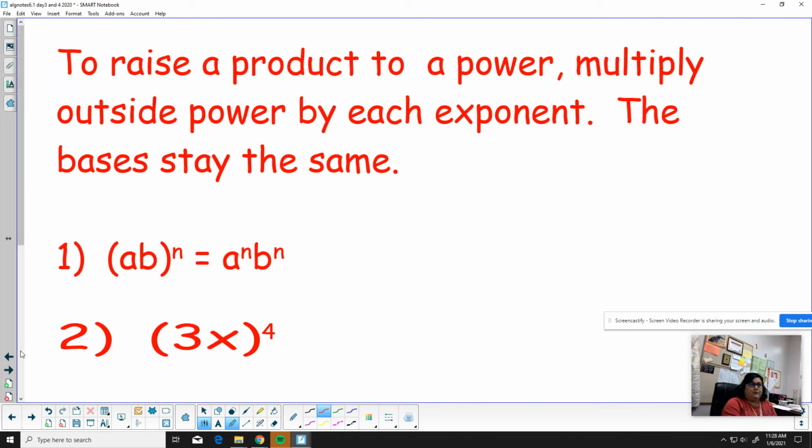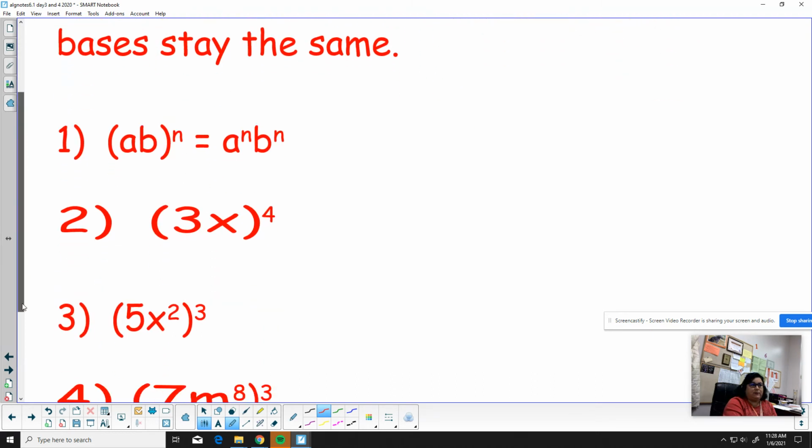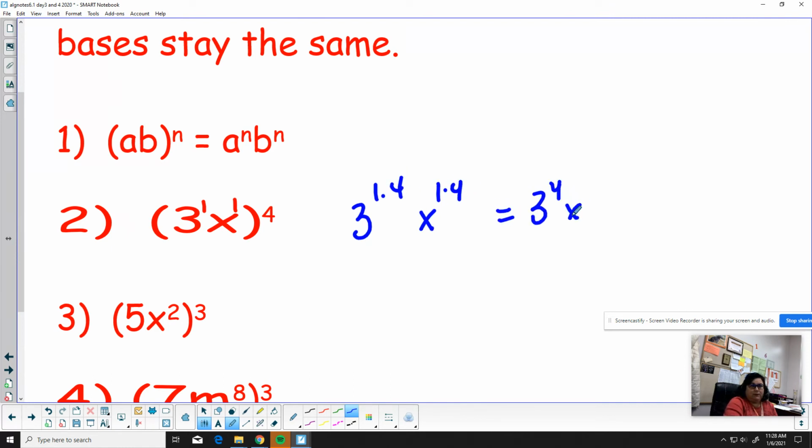All right, keeping on to move through. When we raise a product to a power, we multiply the outside power by each exponent. The base stays the same. So we just did one of those. So these are both ones. So this would be 3 to the 1 times 4 and x to the 1 times 4. So 3 to the 4th, x to the 4th, and 3 to the 4th, I think is 81. Let's look. Yep, 81 x to the 4th is my final answer there.